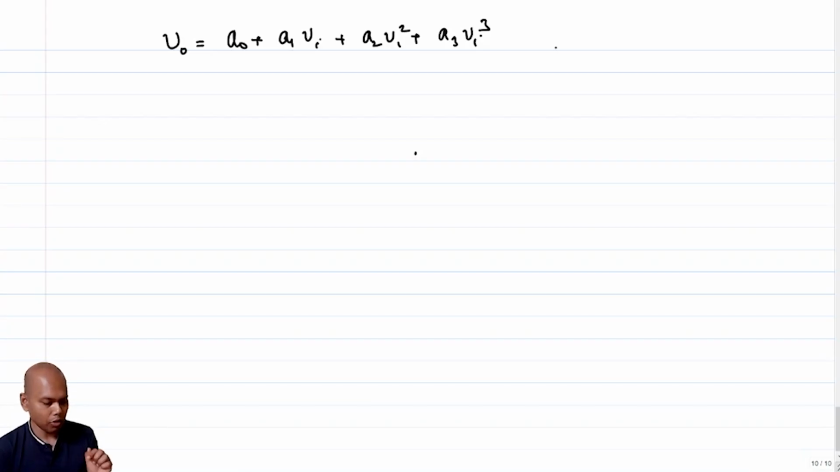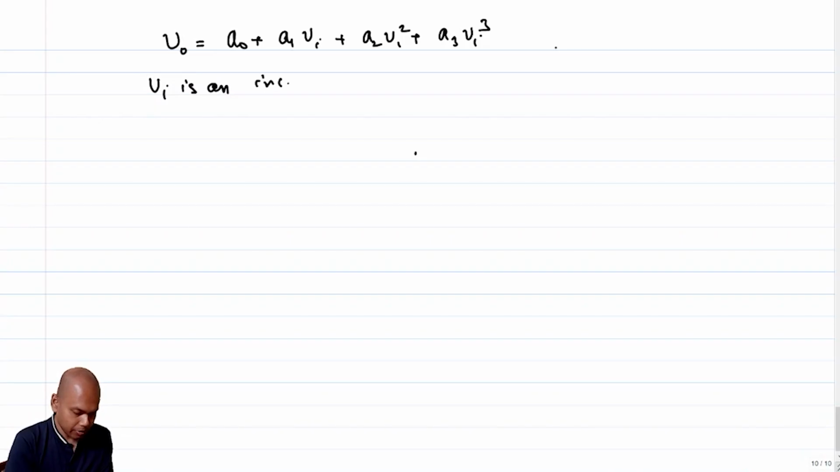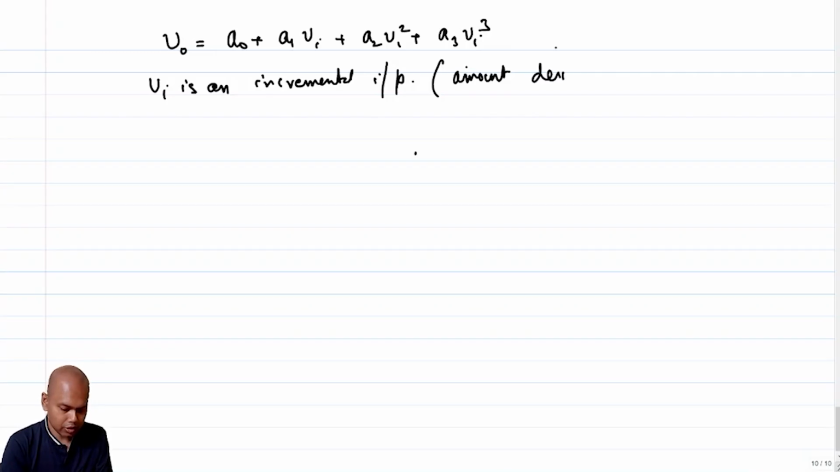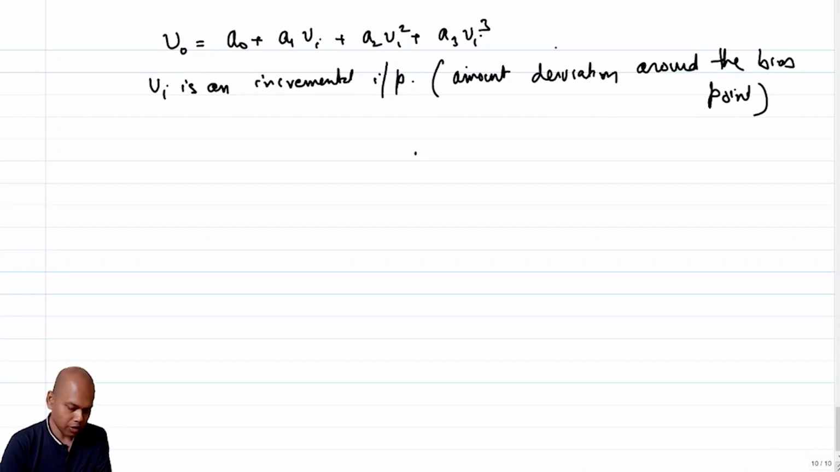Note that in this case, I am saying that VI is an incremental input, not the total input. That is an important aspect. So we are talking that VI is an incremental input, i.e. the amount of deviation around the bias point, right? I mean, this is basic analog 101. So what do I mean by that?